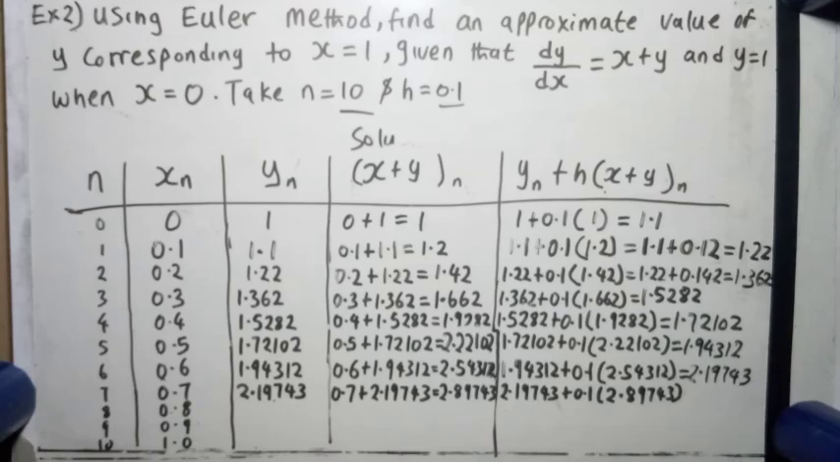Okay, so we have 2.19743 plus 0.1 times 2.89743. Show more work. You get why. So we have 2.48717. Praising the Lord. Transfer. We're going to be having 2.48717.